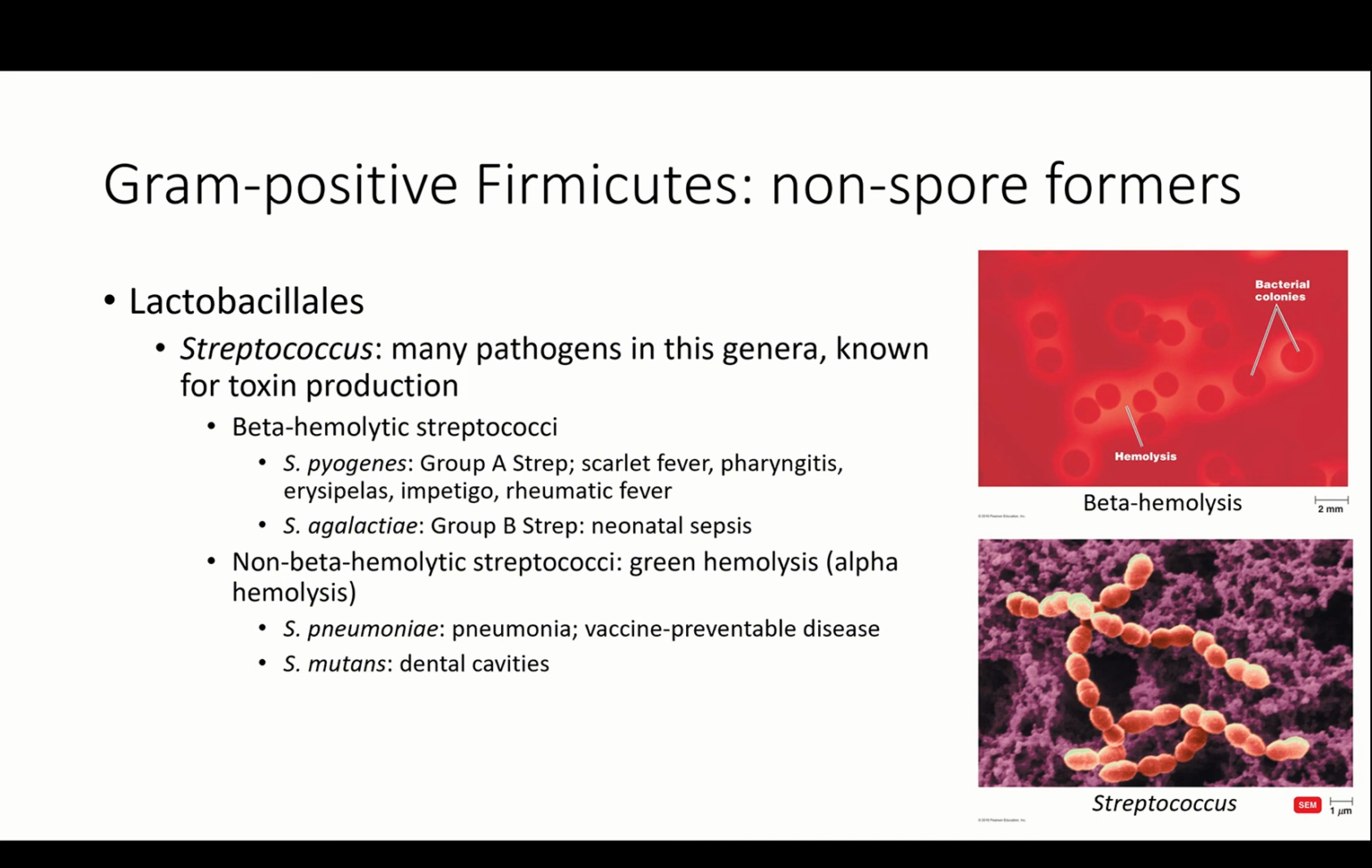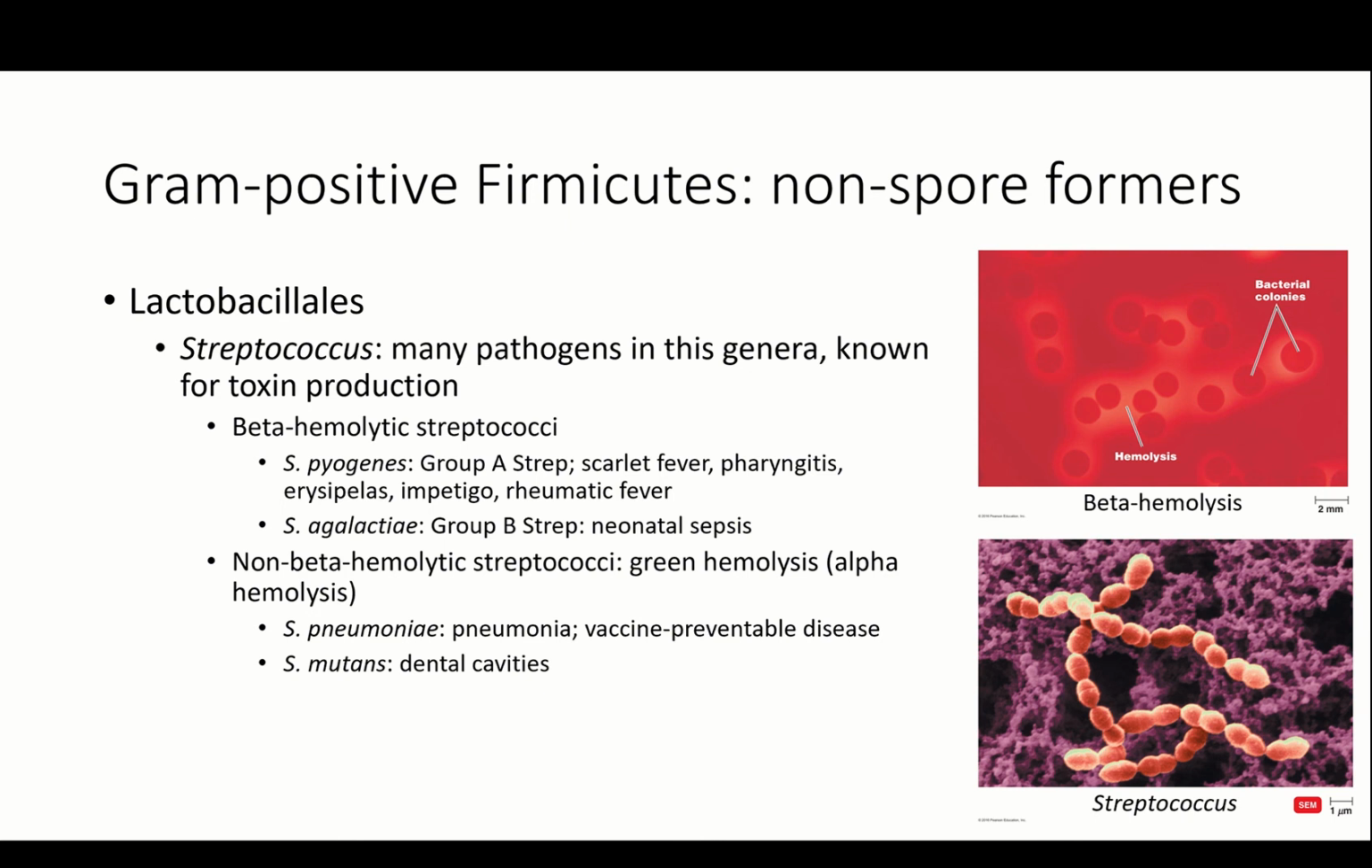Then we also have the non-beta hemolytic strep. So they will not necessarily do this kind of hemolysis. What they will do instead is called alpha hemolysis, where, do I have a picture of this? No, I don't. Where instead of seeing this clearing, you will see a green ring around the colonies, and that is called alpha hemolysis. It's pretty distinctive when it happens. Organisms within this category are pretty important too.